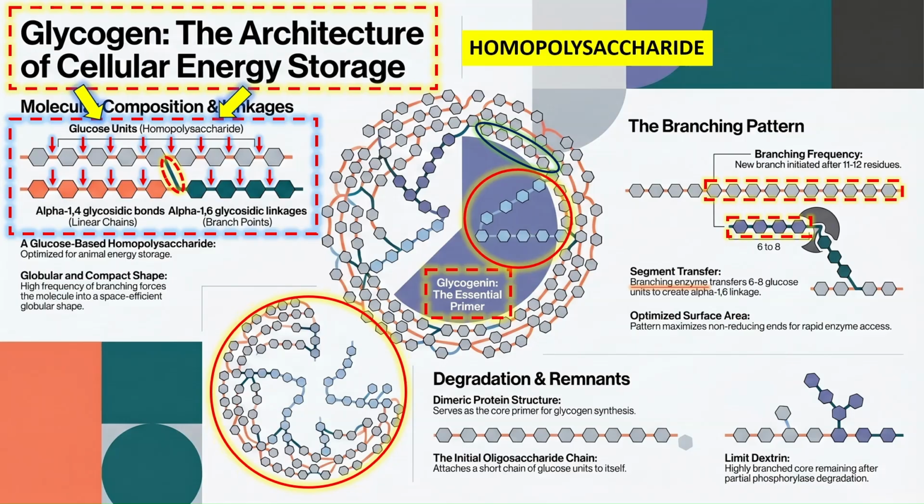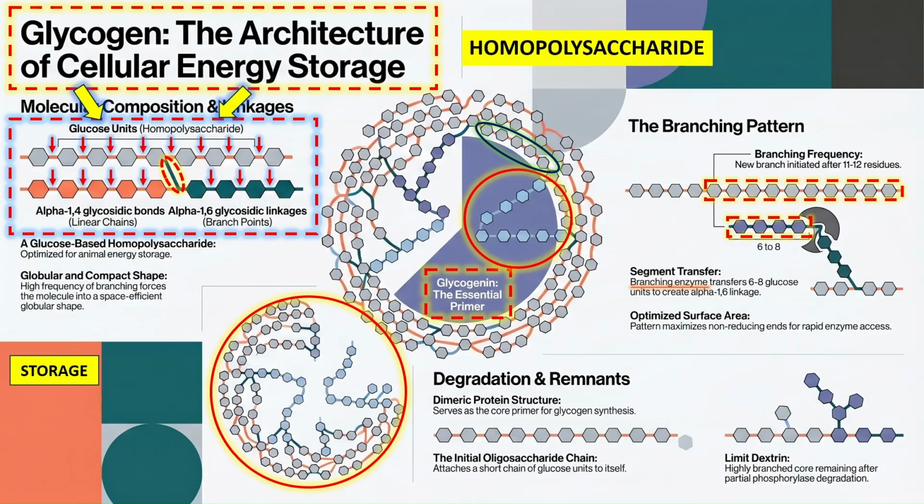Now, the important question is, why does the body invest energy in creating so many branches? There are three major reasons. The first one is compact storage. Branching makes the glycogen extremely compact. Thousands of glucose molecules can be packed into a small intracellular space without affecting the osmotic pressure significantly. This allows the cells to store large amounts of glucose efficiently.